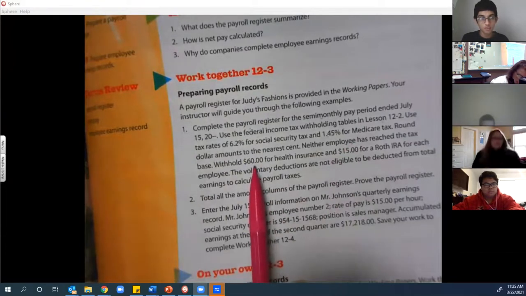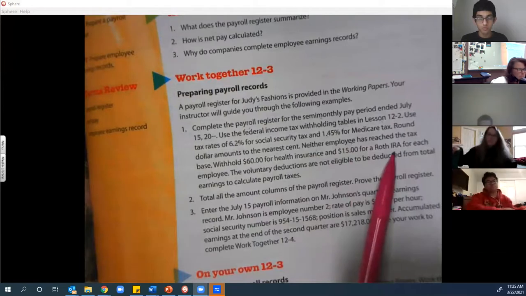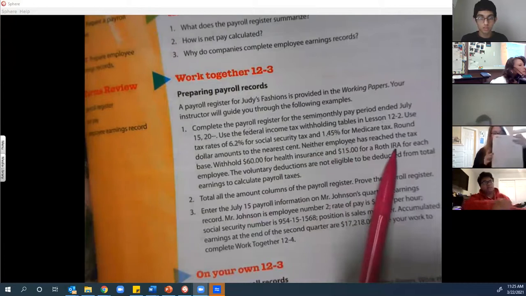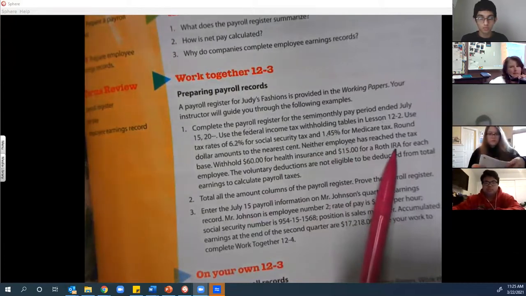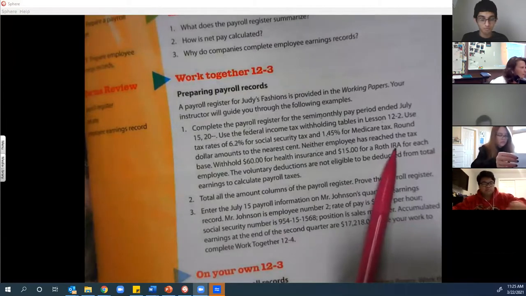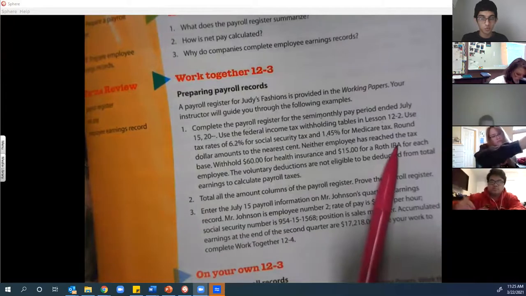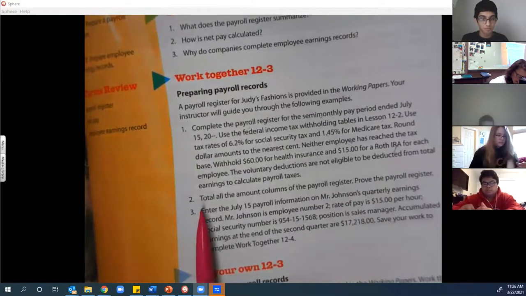It tells us that we need to hold $60 out for health insurance and $15 out for a Roth IRA. What's a Roth IRA? Anybody know? Any guesses? What's the other thing we've talked about besides health insurance that we pull out? Retirement, okay? So a Roth IRA is a type of retirement account.